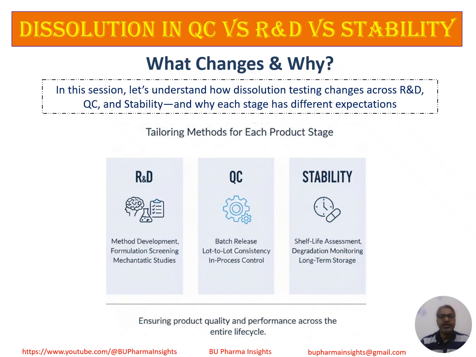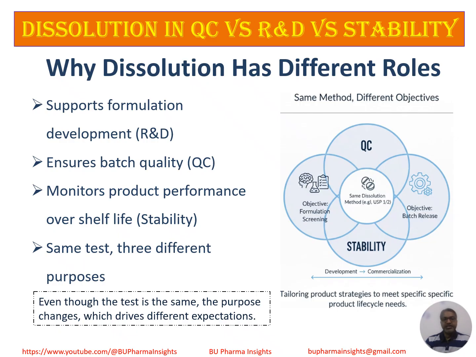Dissolution testing is not a single-purpose test. It evolves across the product life cycle, from exploratory R&D to routine QC and finally long-term stability. Each phase has different objectives, precision requirements, robustness expectations, and regulatory constraints. In this session, we will understand how dissolution testing changes across R&D, QC, and stability, and why each stage demands a different approach.